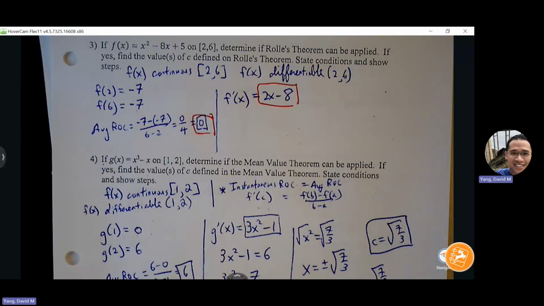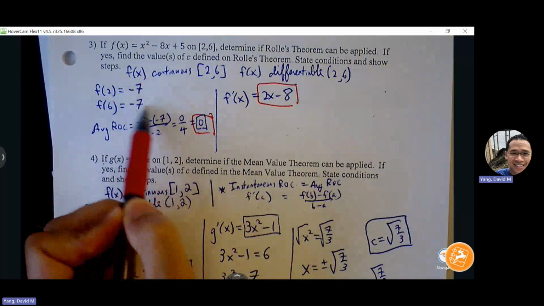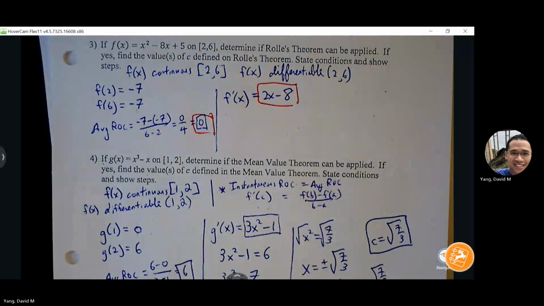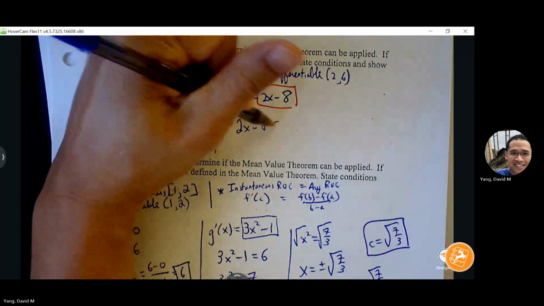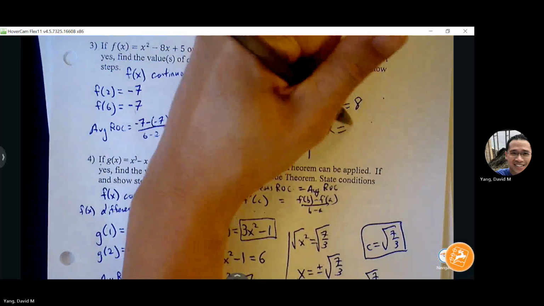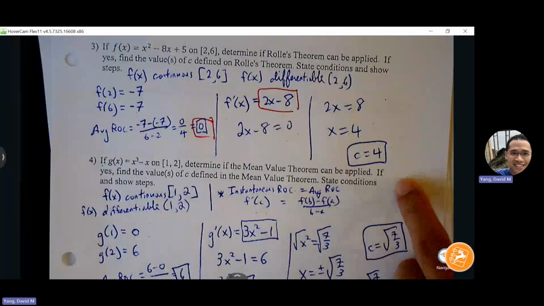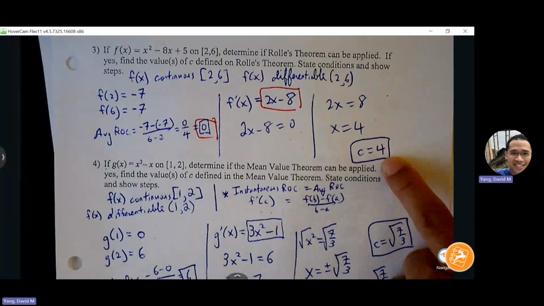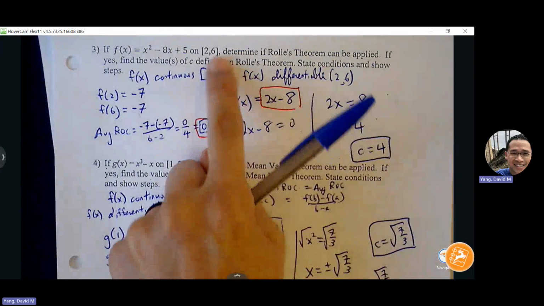Can you guarantee a critical point inside that interval? If we can get this to happen, then we can guarantee a critical point on that interval. More specifically, it needs to be slope zero, it can't be slope undefined. And we do need to make sure that the location of the slope zero that we find lives between the endpoints, and it does, right? 4 lands somewhere between 2 and 6.